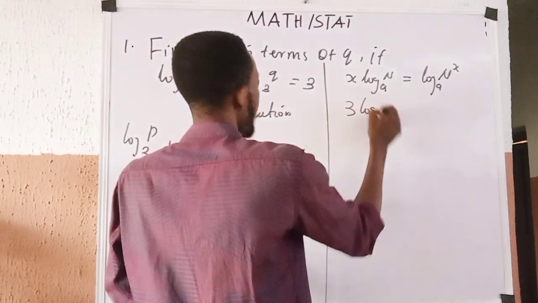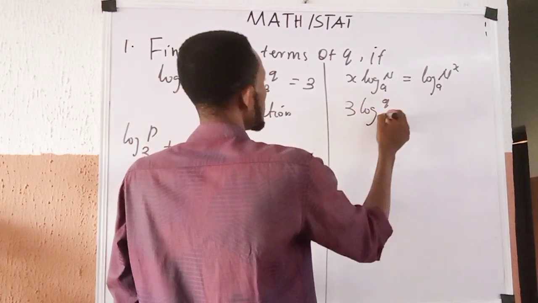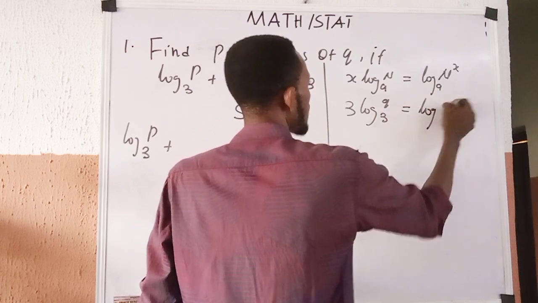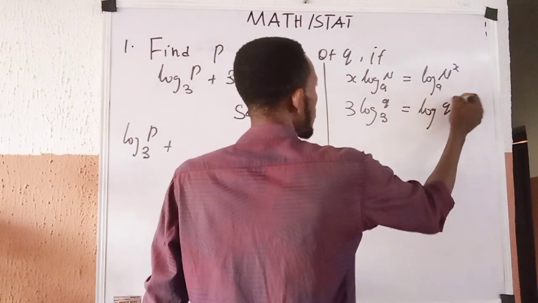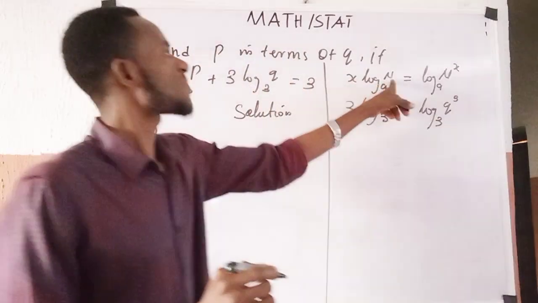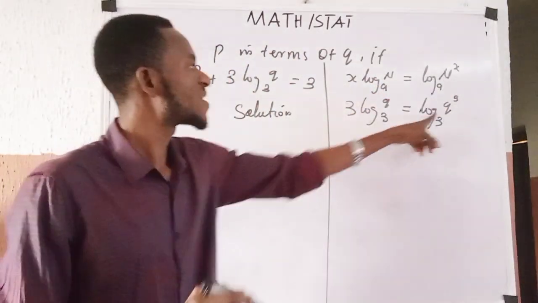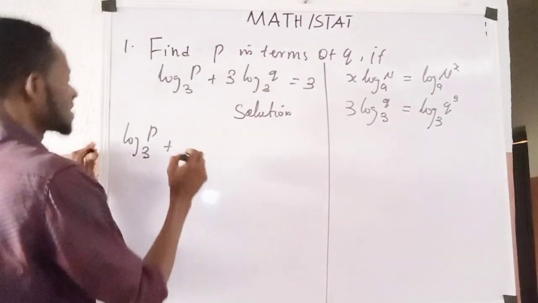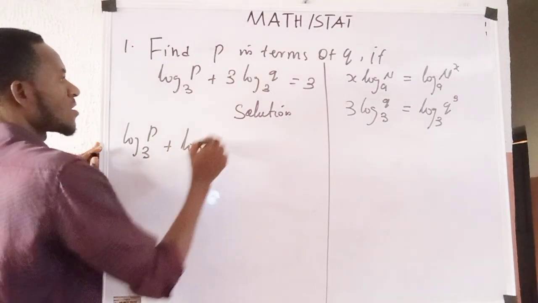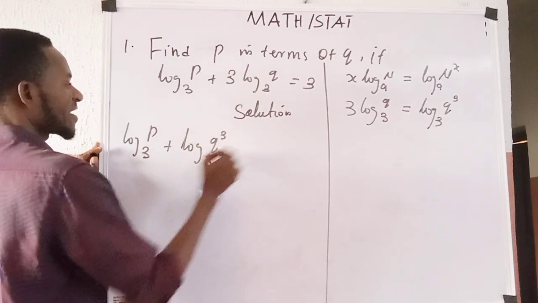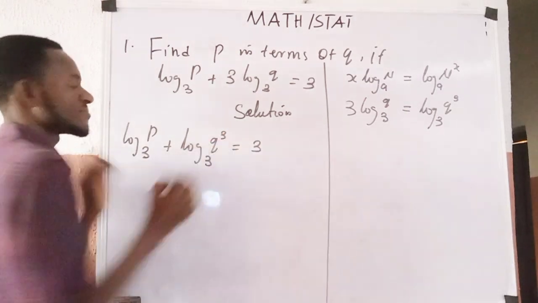On that note, what I have is 3 log of Q base 3. It's going to be expressed as a log of Q raised to power 3, base 3. I express this to this. So this should be expressed to this. And if this is this, I'll just come back and put it here. So here it becomes log of Q raised to power 3 base 3 equals 3.